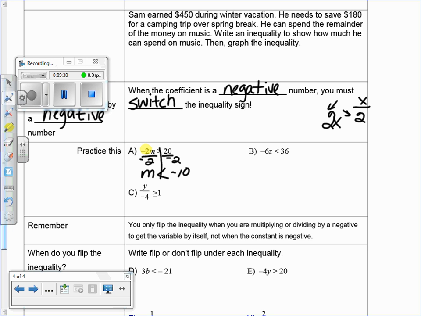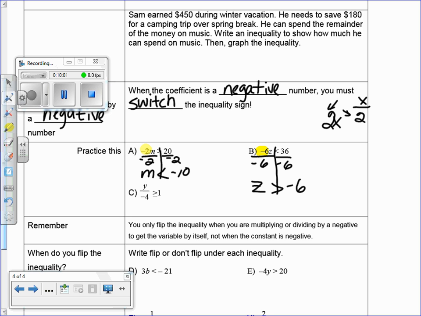Negative 6z less than 36. Again, draw my line. Because that's a negative 6 right there, I'm switching my symbol. Now I do what I would do just regular math. I highlight my negative 6, divide by negative 6 on both sides, and z is greater than negative 6.